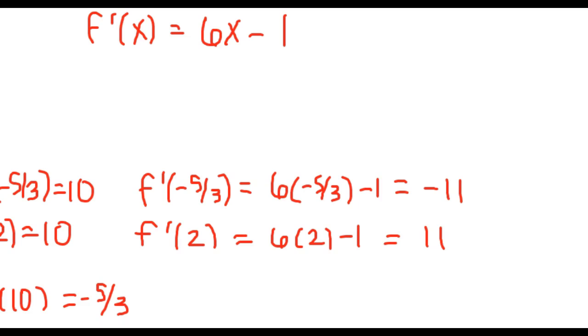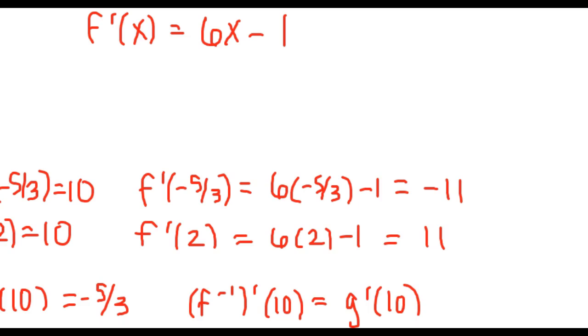So if you go back to your rule, g inverse prime of 10, f inverse prime of 10 is really the same as g prime of 10, which is the same as 1 over f prime of 2, or 1 over f prime of negative 5/3. So that's 1 over 11, or 1 over negative 11. And only one of those 2 answers exist.